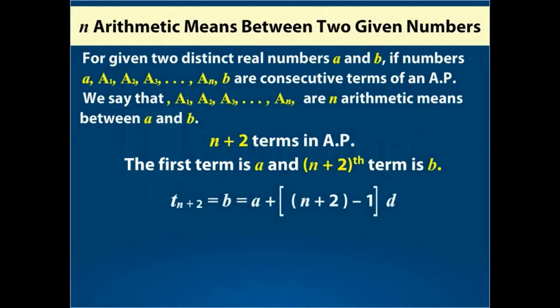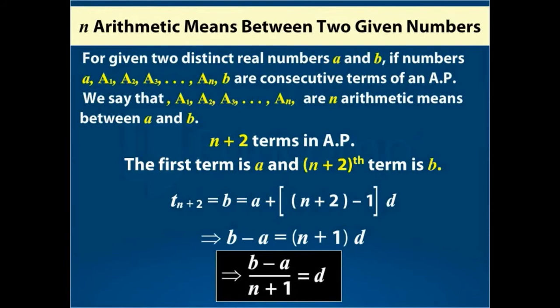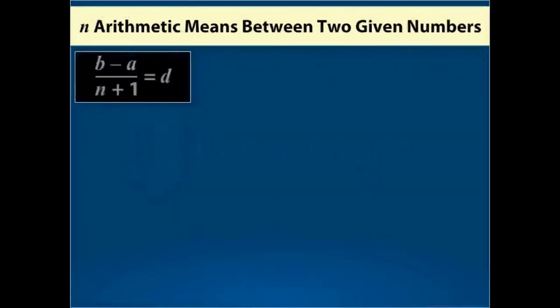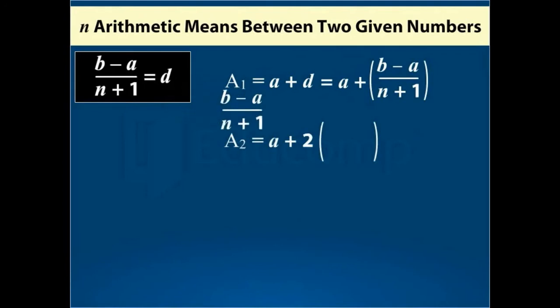Therefore, T(n plus 2) is equal to B, which is equal to A plus (n plus 2 minus 1) into D. This means that B minus A is equal to (n plus 1) into D, or (B minus A) upon (n plus 1) is equal to D. Here we have arithmetic mean A1 is equal to A plus D, which is further equal to A plus (B minus A) over (n plus 1). Similarly, A2 is equal to A plus 2 into (B minus A) upon (n plus 1).